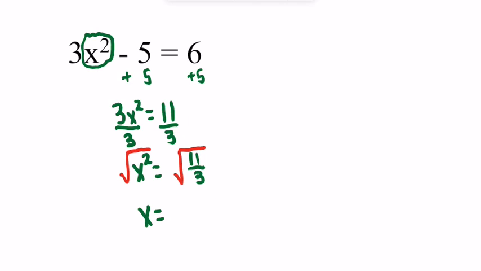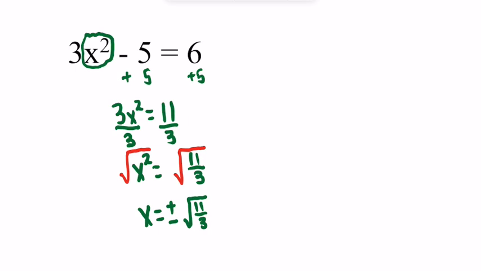On the right side, the important thing is to remember when you take the square root of both sides to solve an equation, you put a plus or minus at the front of the number on the right side. Now the square root of 11/3, sometimes people are okay leaving it as plus or minus square root of 11/3.